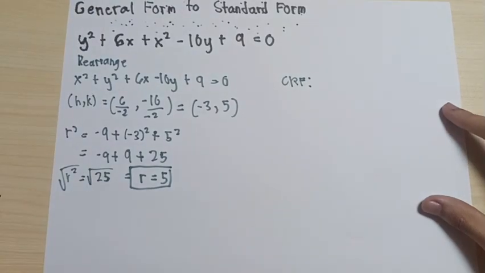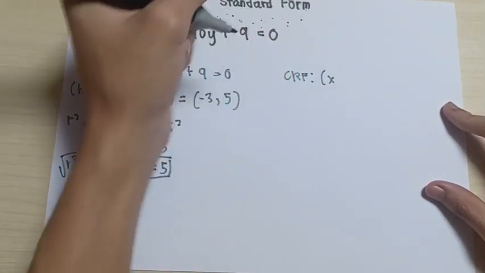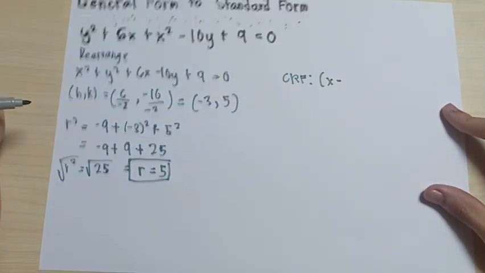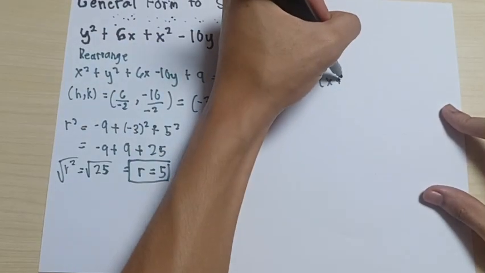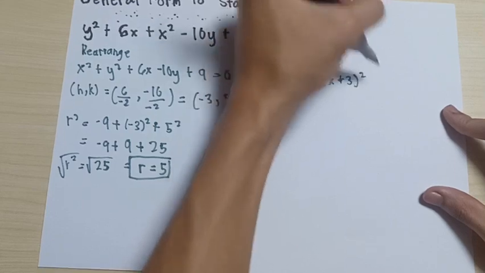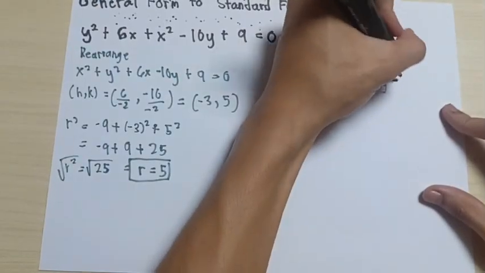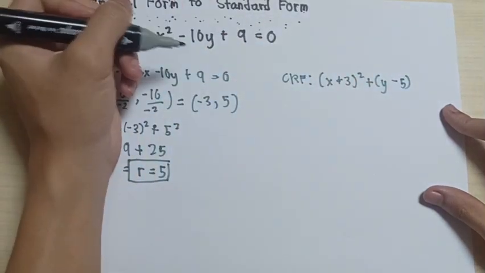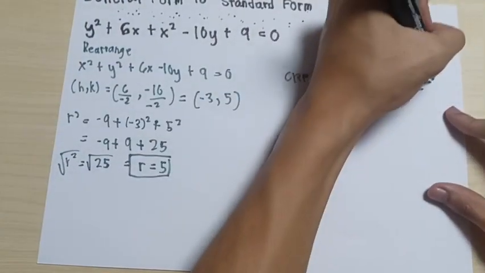And to our CRF or standard form, since we get h and k and radius, it's x negative 3, since parenthesis, x plus 3 squared plus y negative 5 squared is equals to 5 squared.